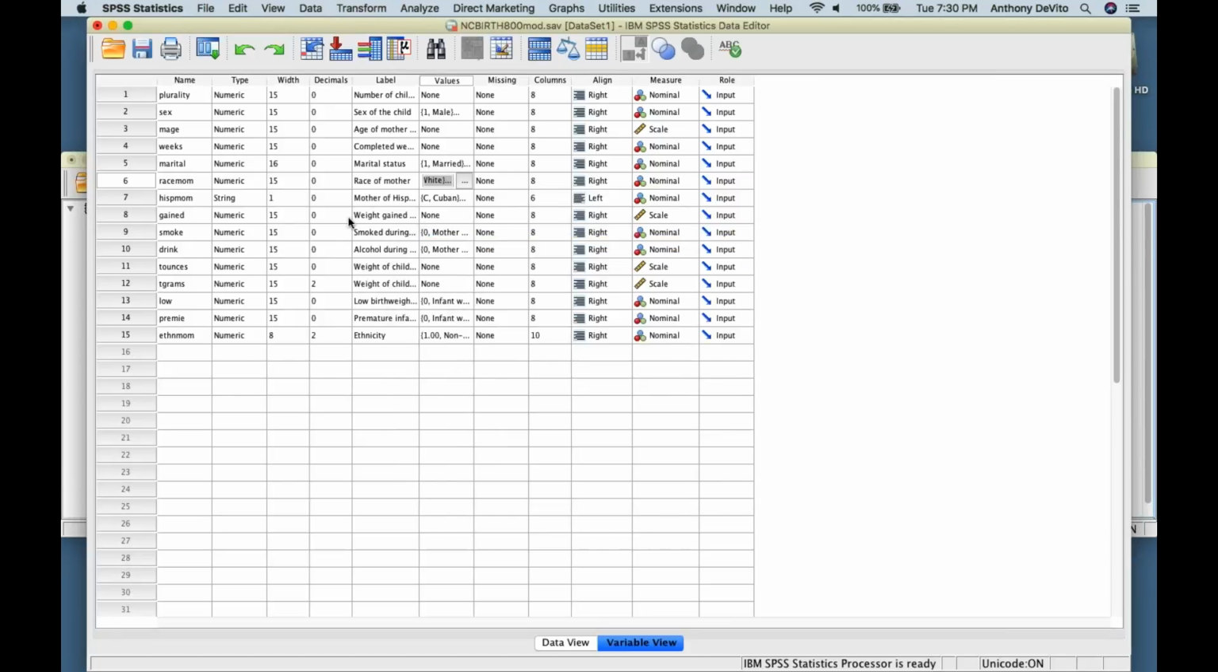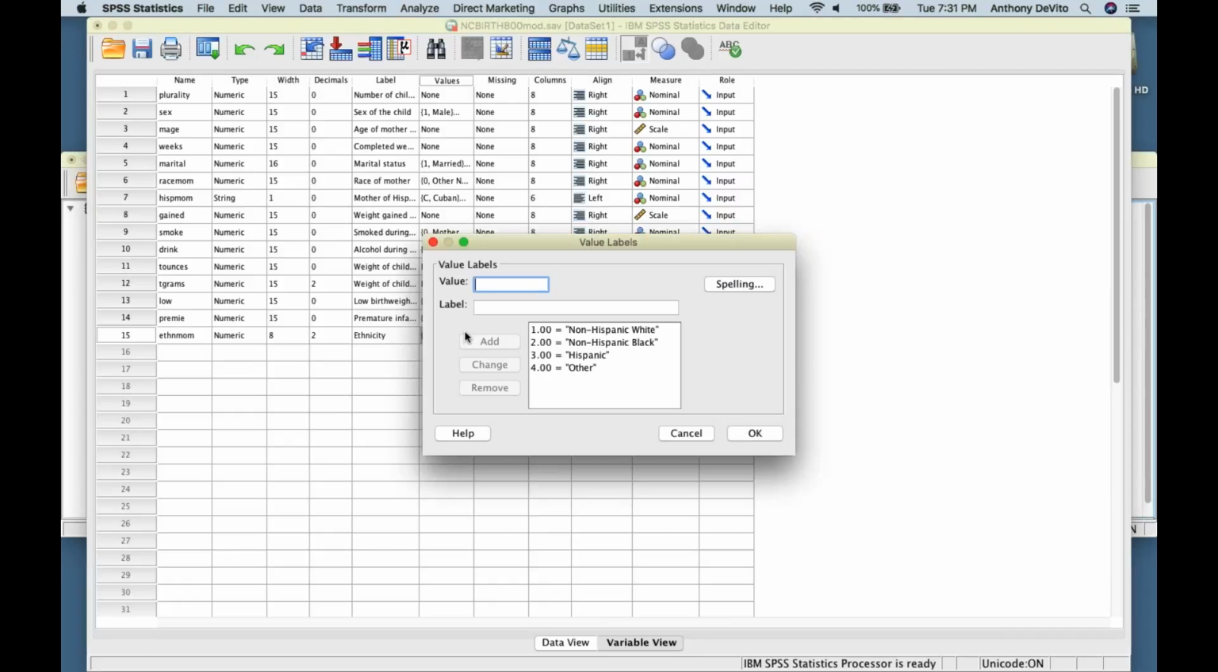Okay, that's interesting. I saw another one that was kind of like that, called ethnicity or something like that. So where is that? Ethnicity of the mother. In that one, I have 4 groups: non-Hispanic white, non-Hispanic black, Hispanic, and other. Okay, so I got 4 groups there, right? Let's say I wanted to know if there's a difference in the birth weight for babies for these 4 groups.